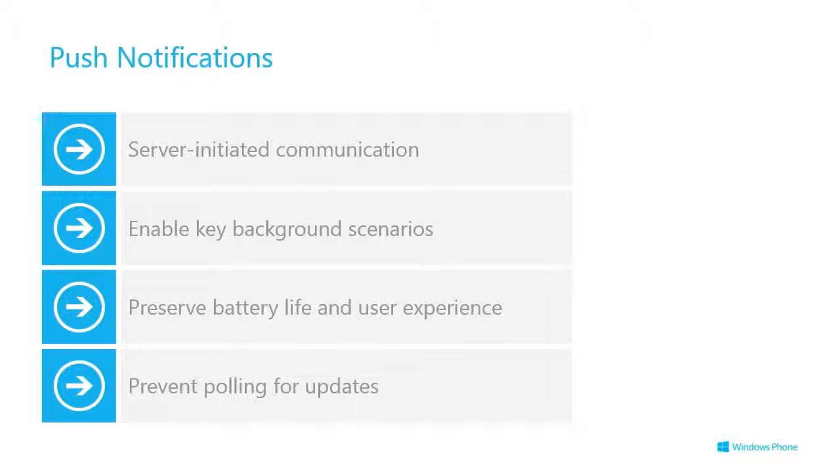So, typically applications might pull a back-end server. They keep saying, do you have anything? Do you have anything? Which is just horrible for the battery, eats up bandwidth, all those kinds of bad things. Anyway, server-initiated communication pushes something only when you need it, only when it's time to get it. We're going to talk about some key background scenarios. Clearly, push preserves battery life and preserves that user experience over polling.